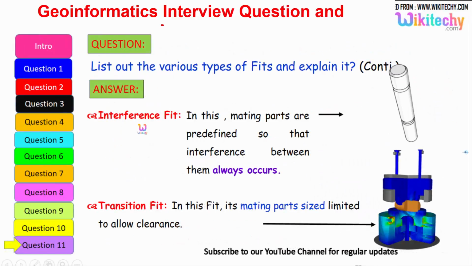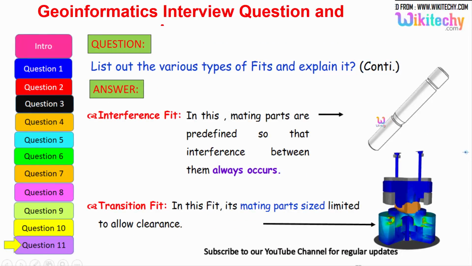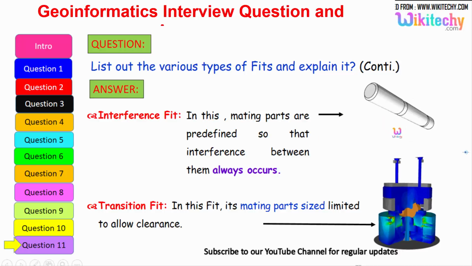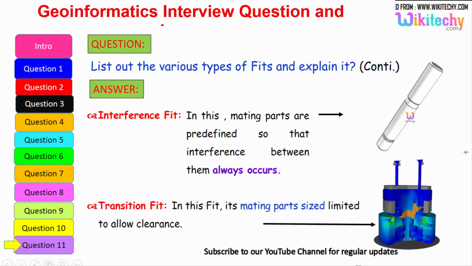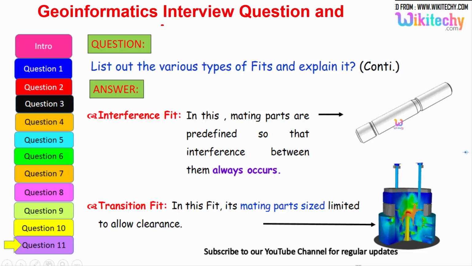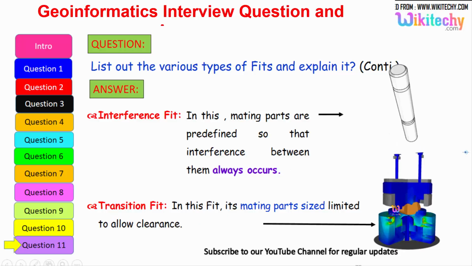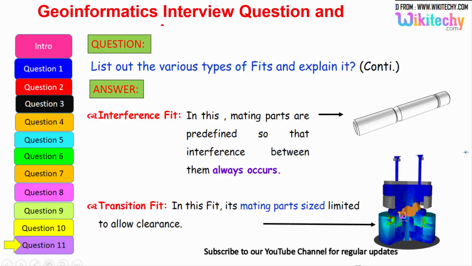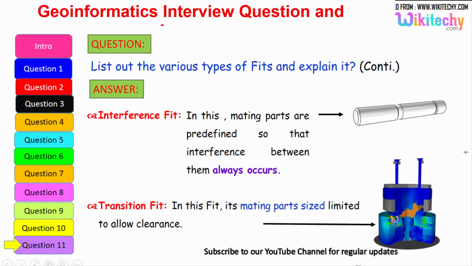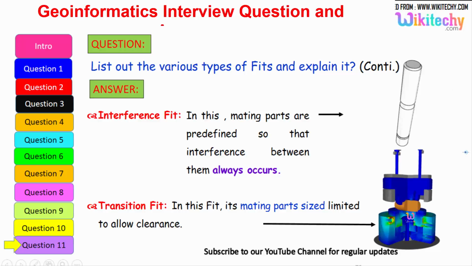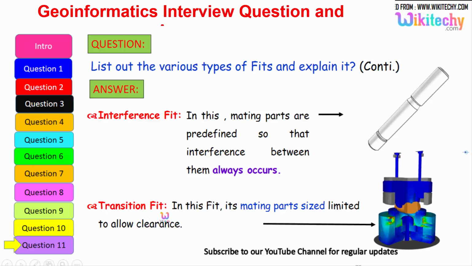If you talk about the interference fit, in this the mating parts are sized so that interference between them always occurs. The final one is transition fit. In this fit, the mating parts' sizes are limited to allow clearance. You should not have an exact fit, as it may break. You can see the greenish one; that's your transition fit.